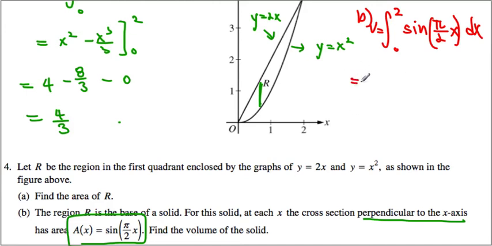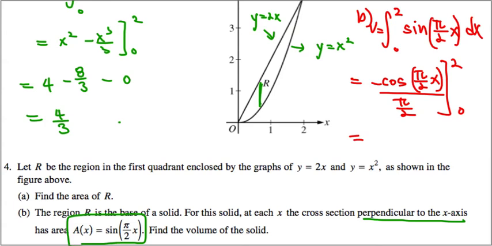Now what do we end up getting in this case? The antiderivative of sine, as we all know, becomes cosine. So cosine, but we shouldn't forget the negative, of pi over 2 x and divide by pi over 2, which goes from 0 to 2. Now, if I have to rewrite this one, we'll end up getting negative 2 over pi cosine of pi over 2 x.